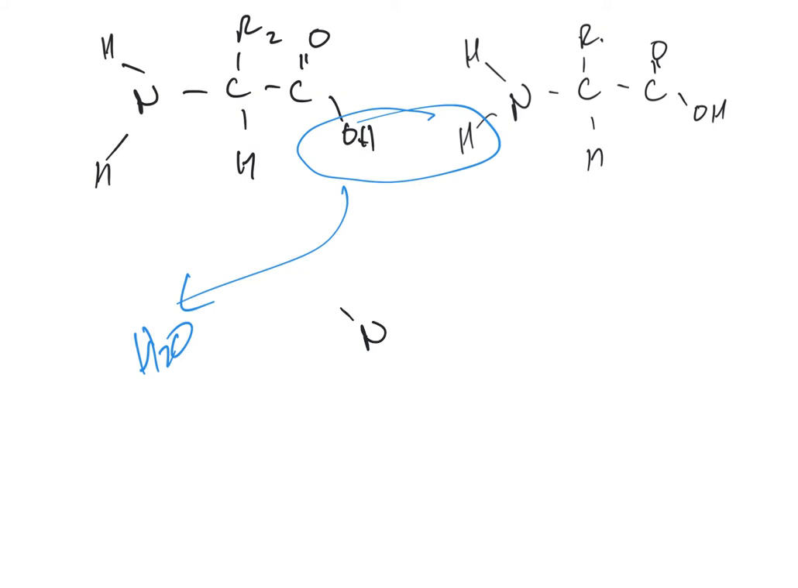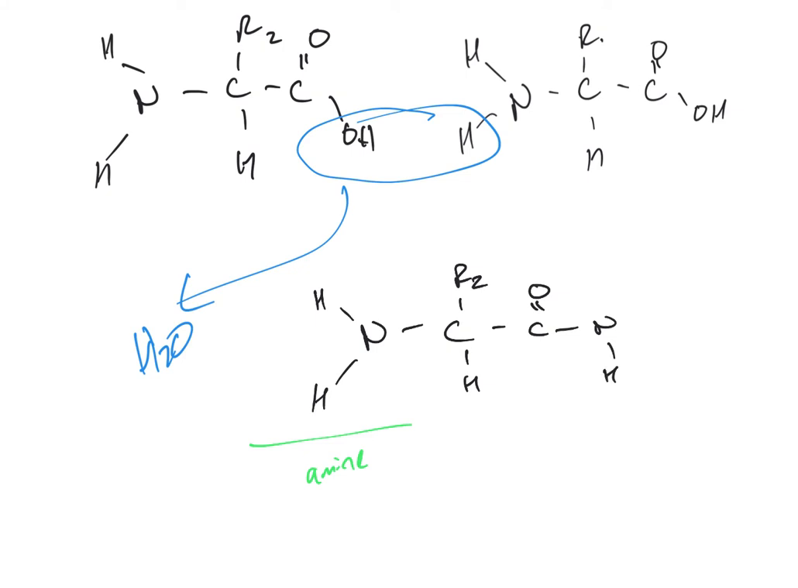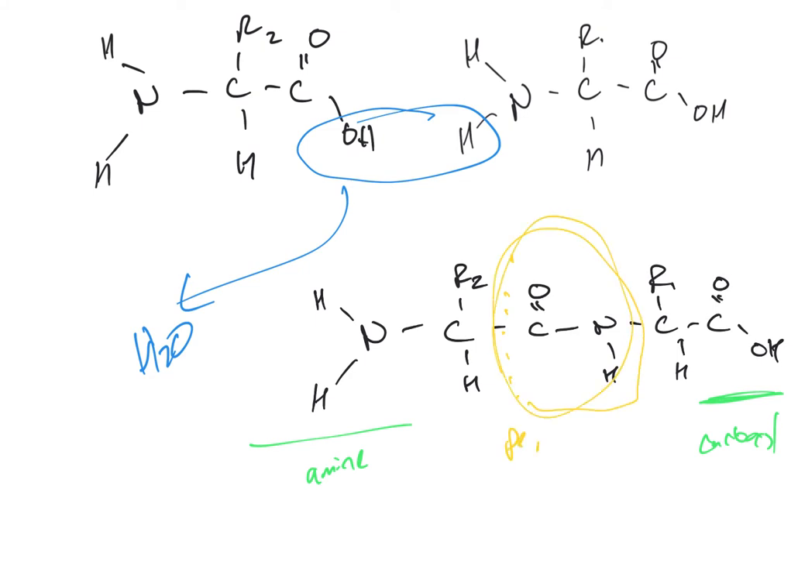So we have N, H, H. This is called the amine group. C, R2, H, C, N, H, C, R1, H, C, O, O, H. This is called carboxyl. This is called a peptide bond.